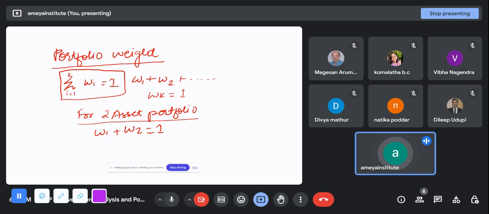So we can also rewrite the equation like this. If I want to know the weight of 1, I can also calculate it. I don't know the weight of the second asset, but we know the weight of the total portfolio should be 1. So we can say 1 minus weight of 2 gives the weight of the first asset. Either way you can do it. If you know one asset's weight, you subtract it from the total and you get the weight of the other asset. That's called the two asset portfolio weight.